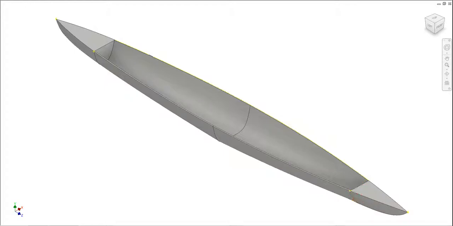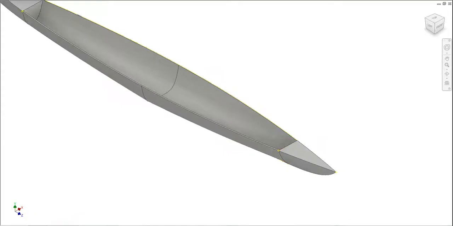So now in the nose of the canoe, you can see that we have another cross section that we drew. And this cross section would just be lofted to the nose of the canoe, and the same thing would be done with the tail.